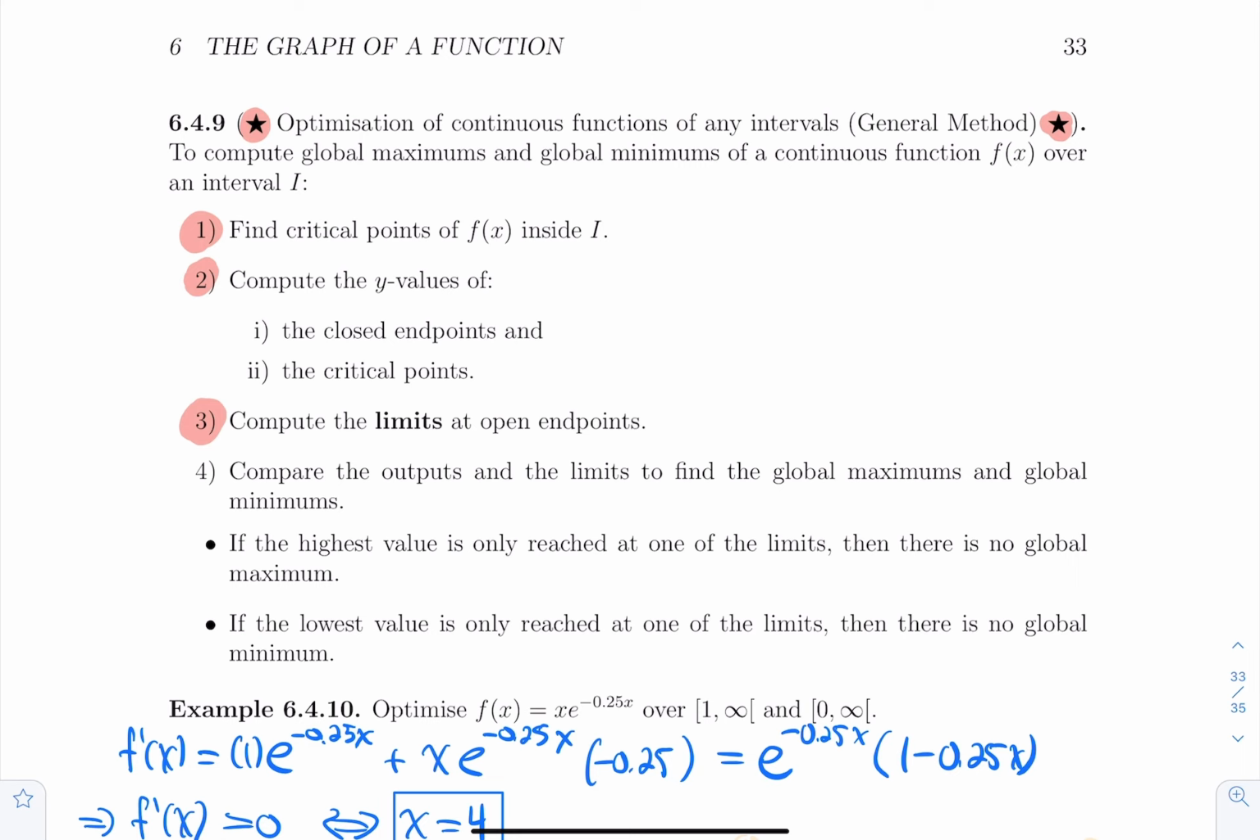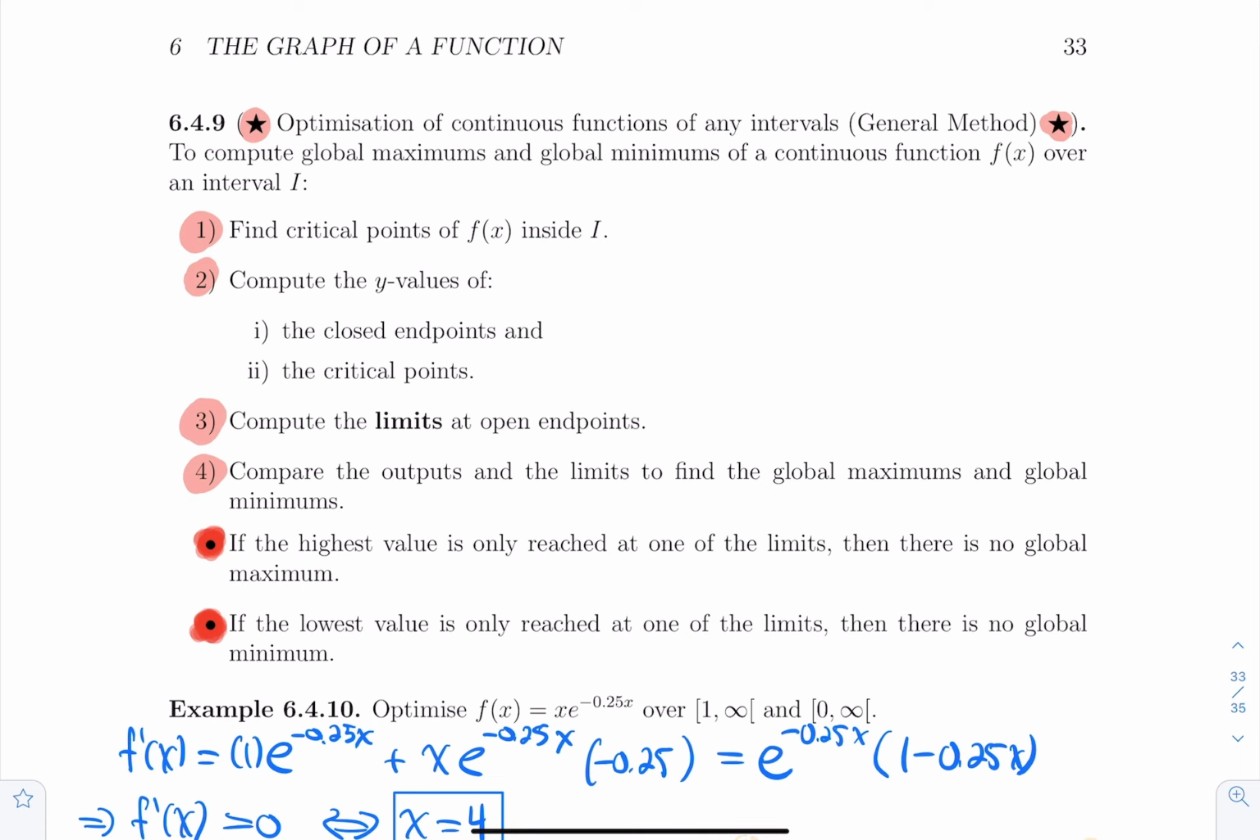And then you compare the outputs and the limits, the value of the limits, to find the global maximums and the global minimums. And again, if the highest value is only reached at one of those limits, then there's no global maximum. If the lowest value is only reached at one of those limits, then there's no global minimum.